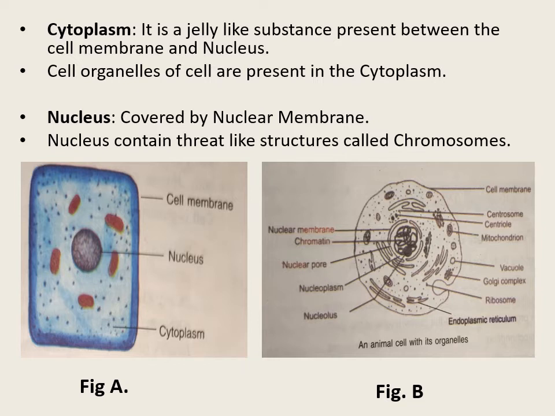Now the next topic is nucleus. Nucleus is also covered by a thin covering called the nuclear membrane. In the same way, the nuclear membrane also allows the necessary things to go inside the nucleus. Nucleus contains thread-like structures called chromatin, and these chromatin condense, become thicker, and are converted into chromosomes.